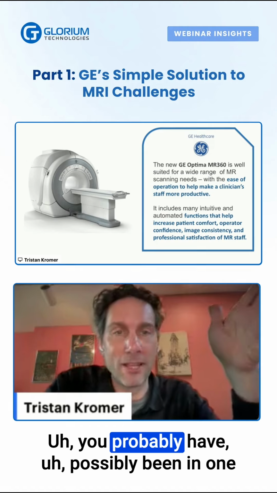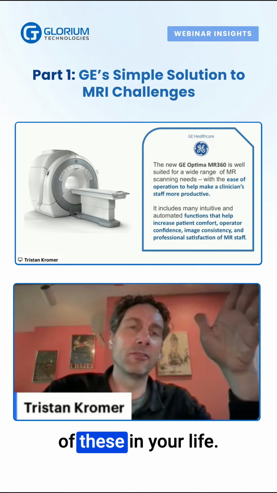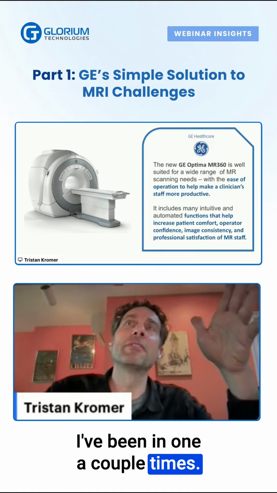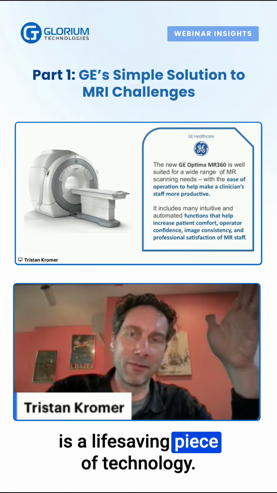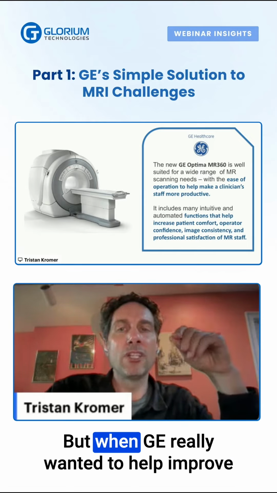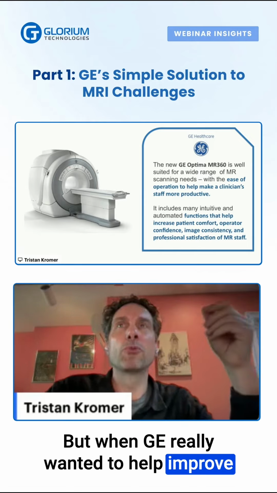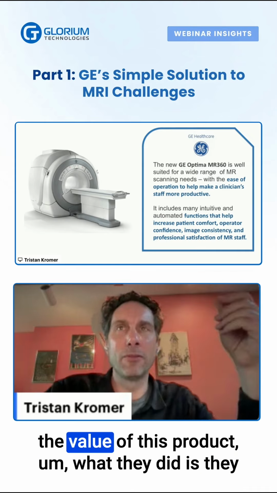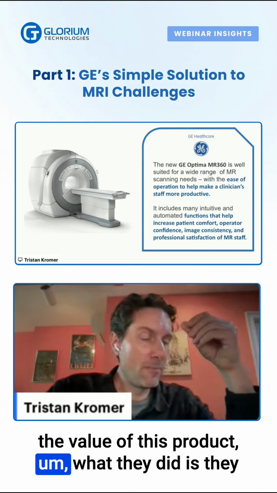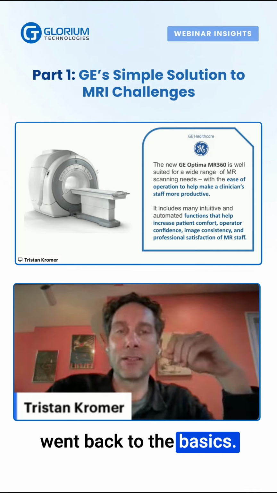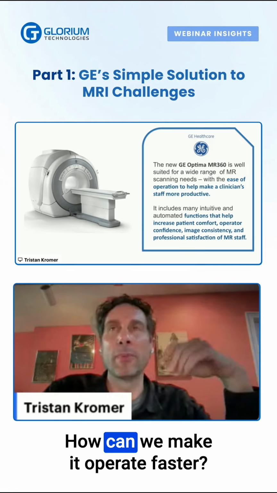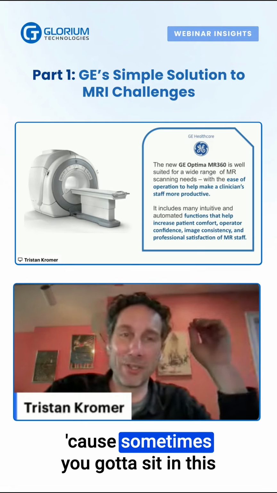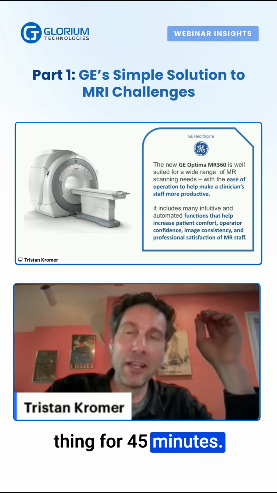You have possibly been in one of these in your life. I've been in one a couple times. It is a big piece of technology that is a life-saving piece of technology. But when GE really wanted to help improve the value of this product, what they did is they went back to the basics. They didn't say, how can we make the resolution of this camera better? How can we make it operate faster? Because sometimes you have to sit in this thing for 45 minutes.